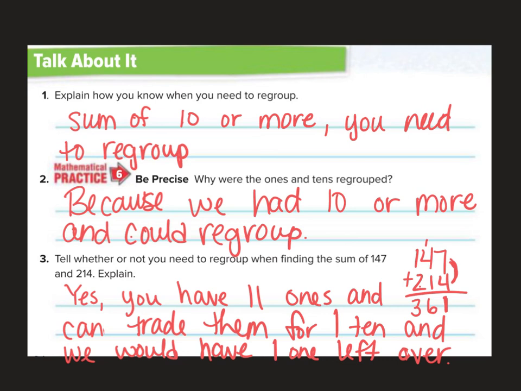All right, that is all that I have for you today. Try your best to draw the pictures. It'll help you to visualize a little bit better. And let me know if you have any questions.